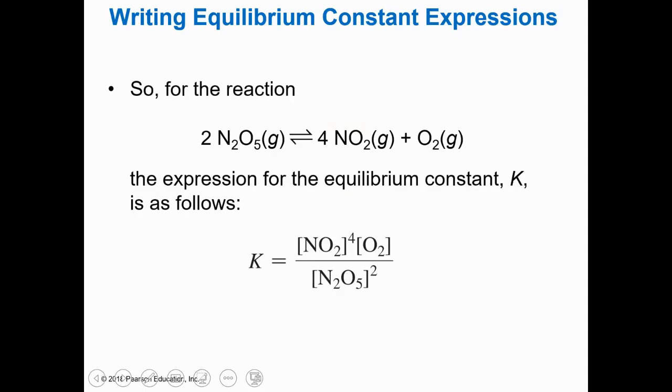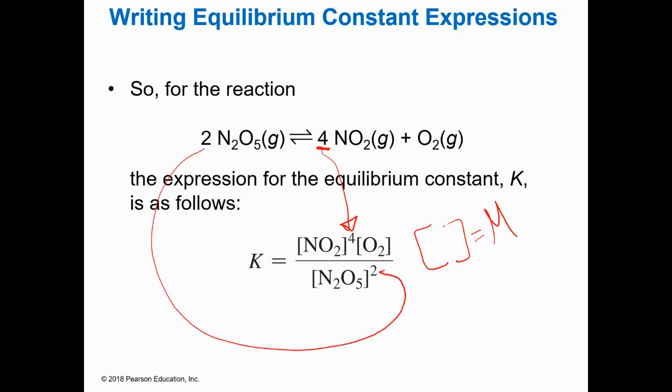Okay, so here's just an example. Notice we've got the products on the numerator part of our expression, and if there's a coefficient, it becomes the exponent. Also recall that brackets mean molarity. Okay, and there's our coefficient for our reactant.